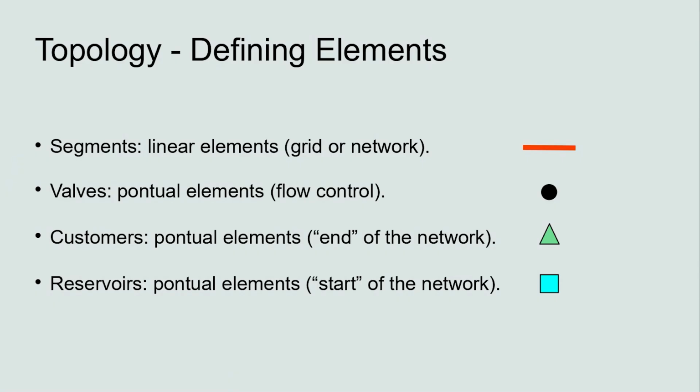How to build a topology? This is a very simple example, but first you need to define the elements. In my context, I define segments, valves, customers, and reservoirs. After we define the elements, we must define the properties, which are the attributes. We can have diameter, status, etc., and define properties and behaviors, and the connections between these elements, limits, and restrictions.